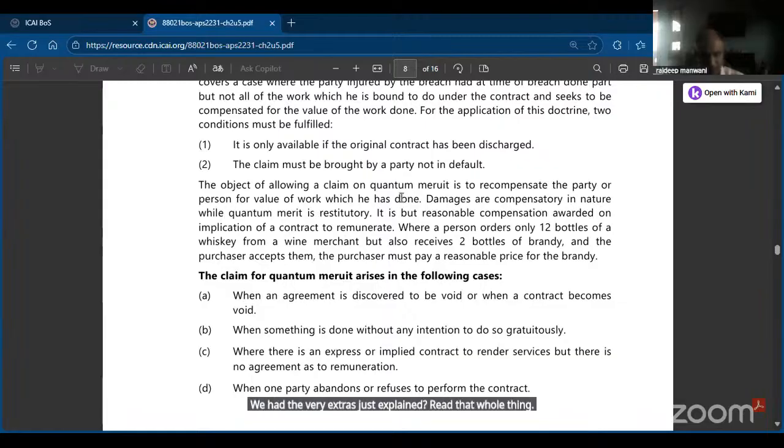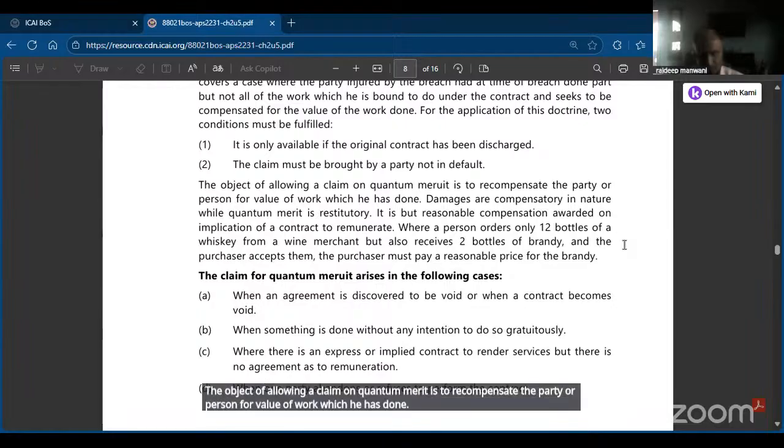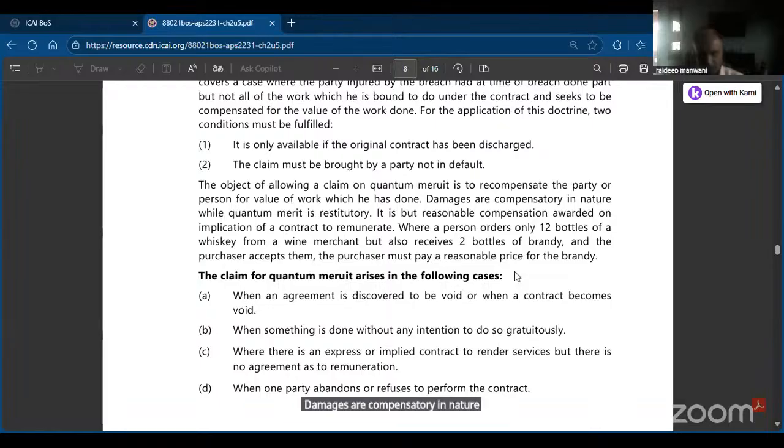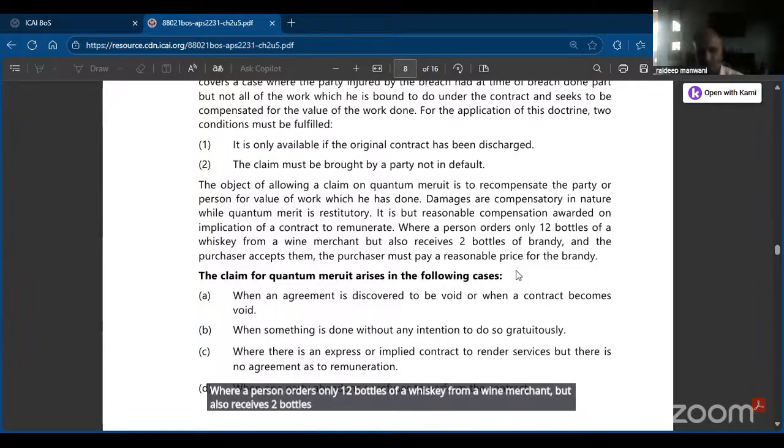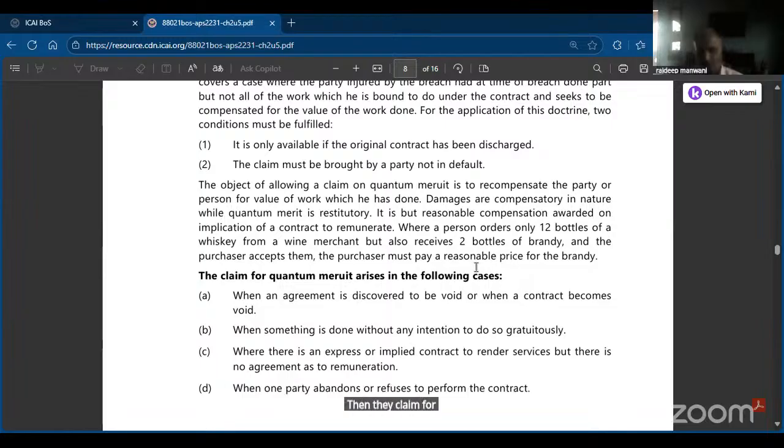The object of allowing a claim on quantum meruit is to recompense the party for the value of work which he has done. Damages are compensatory in nature while quantum meruit is restitutory. It is but reasonable compensation awarded on implication of a contract to remunerate. Where a person orders only 12 bottles of whiskey from a wine merchant but also receives 2 bottles of brandy and the purchaser accepts them, the purchaser must pay a reasonable price for the brandy.